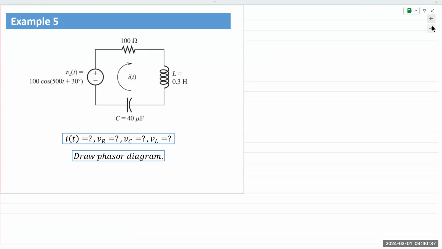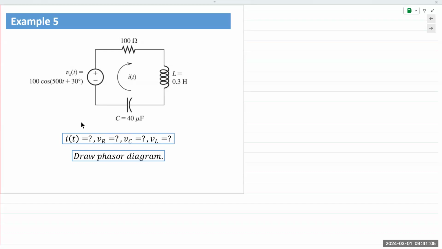So we are given an RLC circuit: resistor, inductor, and capacitor. Values are given. Voltage Vs of t is being applied, and we are asked to find the current through the circuit, resistor voltage, capacitor voltage, and inductor voltage. One final question is also to draw the phasor diagram. All right, so let's get started.